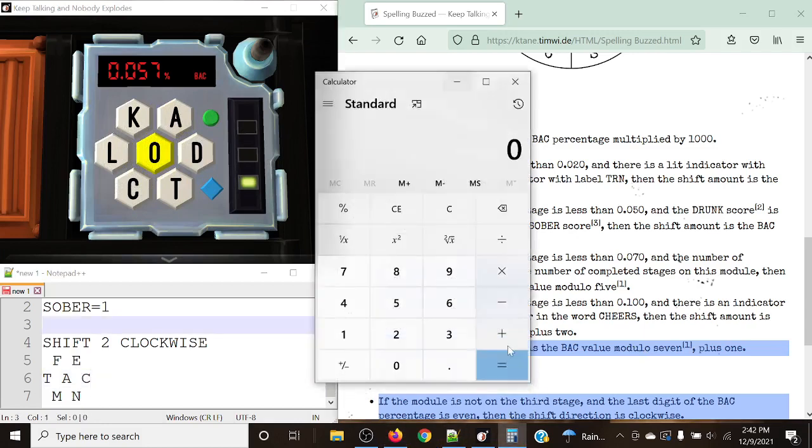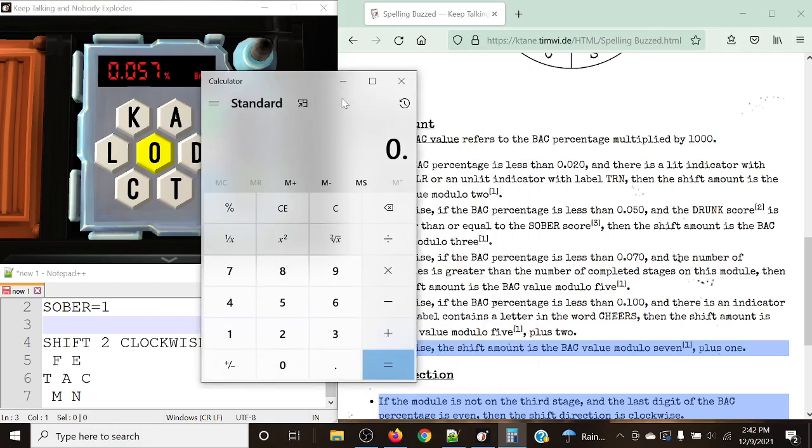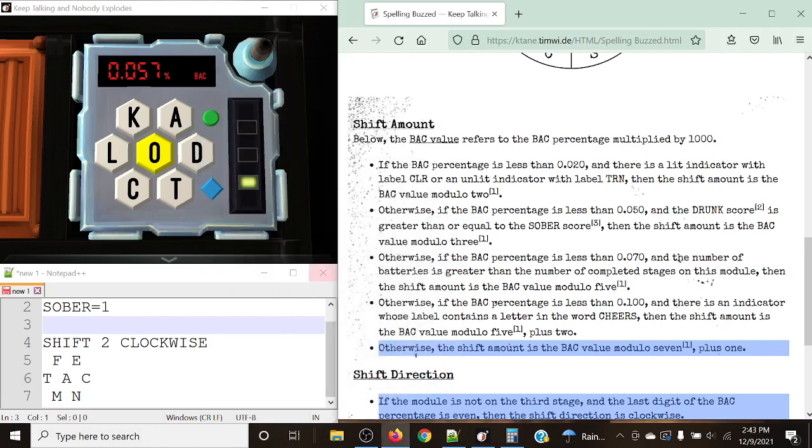So let's figure it out. We're going to be using the BAC value. So we're going to use 0.057 times this by 1,000 to get our BAC value, our real value. We're going to modulo this guy by 7, so minus 7 until it's less than 7, and then we're going to add 1. So we're going to get 1 from the modulo, we're going to add 1 to this, and we're going to get a shift amount of 2. Now, we could potentially be getting the exact same characters from last time.